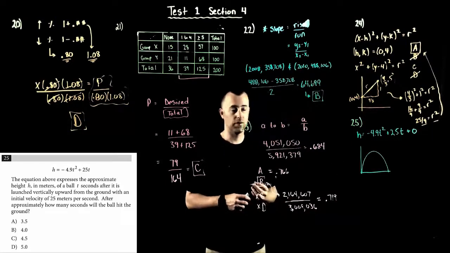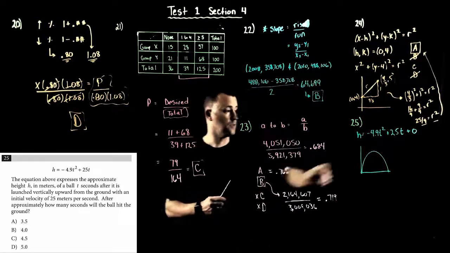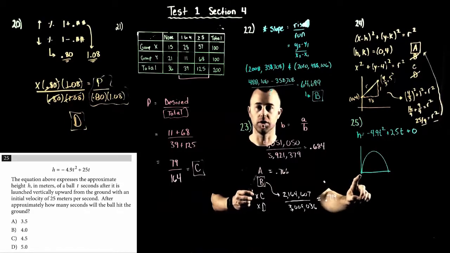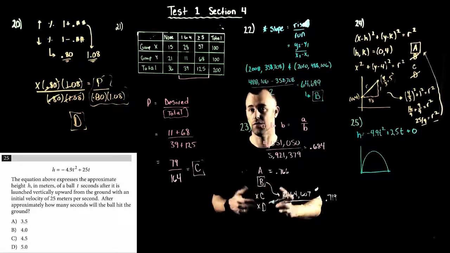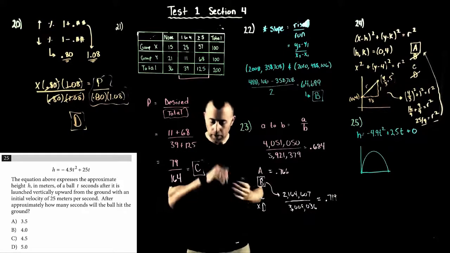It's an upside down parabola. The negative tells me it's upside down. This 0 right here tells me I have a y-intercept at 0. Those are two key features of a standard form quadratic equation that you want to know.